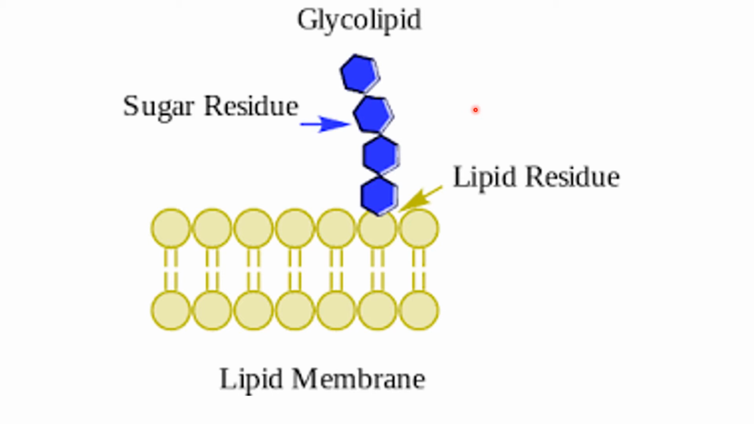The only difference is that in the case of cerebrosides, only a single sugar residue is attached to the lipid part, whereas in the ganglioside it is an oligosaccharide chain. So this is a simple version of the glycolipid. You can see that these are the lipid molecules, and to this the oligosaccharide chain is attached, and it is part of the lipid bilayer of the cell membrane.